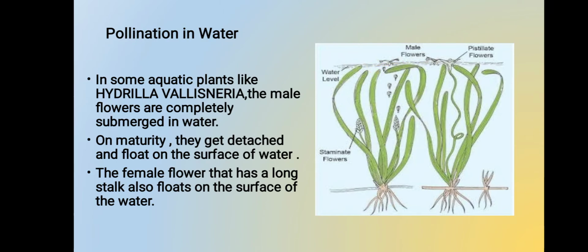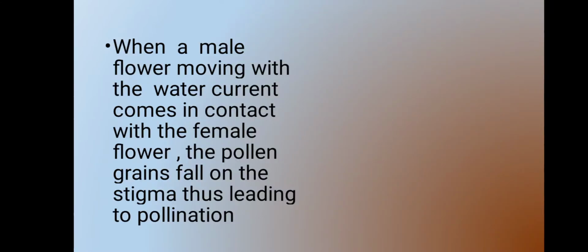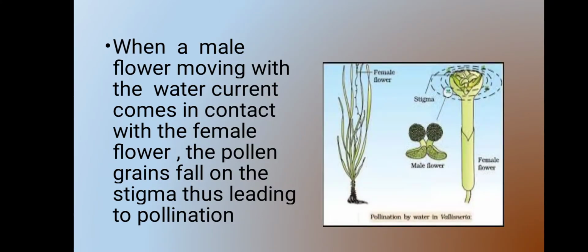The female flower has a long stalk and also floats on the surface of the water. When a male flower moving with the current comes in contact with a female flower, the pollen grains fall on the stigma, thus resulting in pollination.